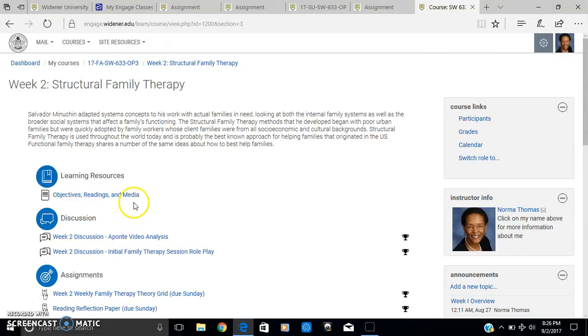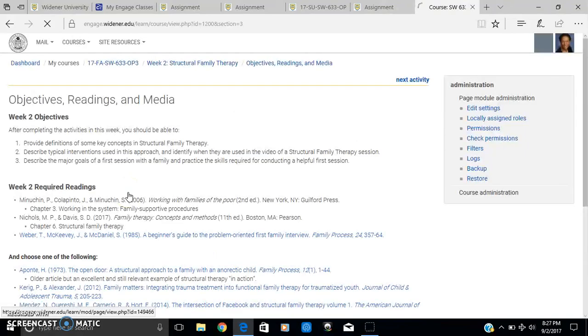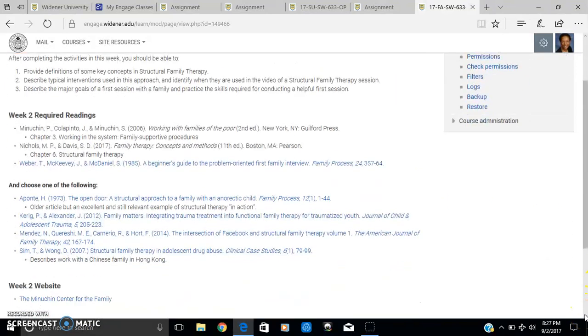Under our learning resources, the objectives for this week are as follows: to provide definitions of some key concepts in structural family therapy, to describe typical interventions used in this approach and identify when they are used in the video of a structural family therapy session, and to describe the major goals of a first session with the family and practice the skills required for conducting a helpful first session.